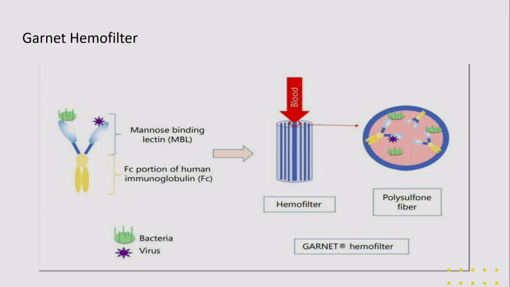Now we are planting the immunoglobulins on the membrane. The immunoglobulins are planted on the membranes, and it can remove the bacteria and viruses. So this is the Garnet hemofilter. This is how we have come to this end.